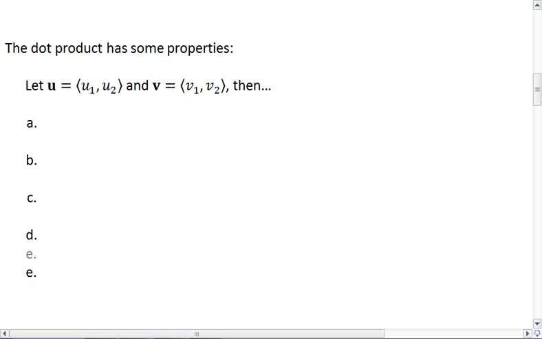The dot product has some properties we want to look at. So we're going to let u be the vector with components u1, u2, and v be a vector with components v1, v2. Also, we're going to look at w as a vector, so our vectors are going to be u, v, and w. And we're going to look at scalars. Right now I think we just need to look at scalar a.